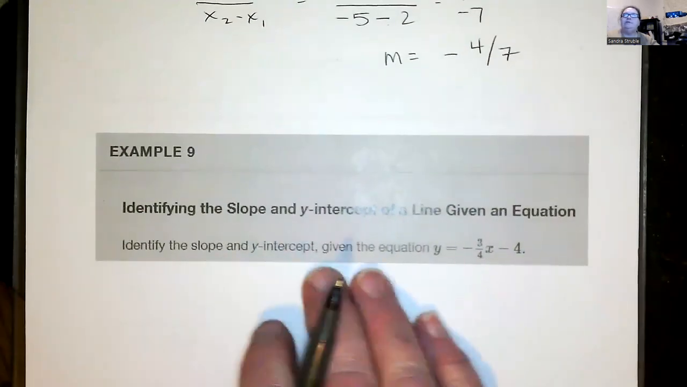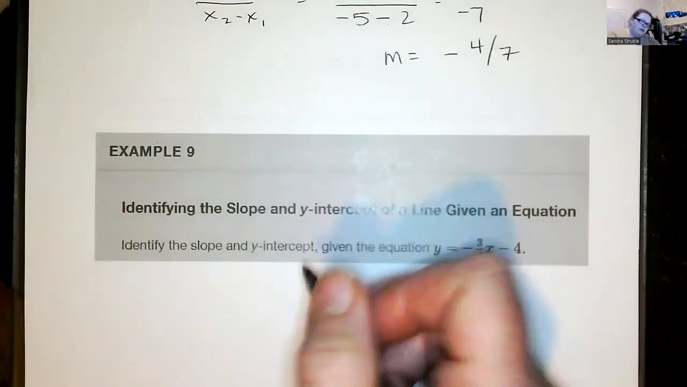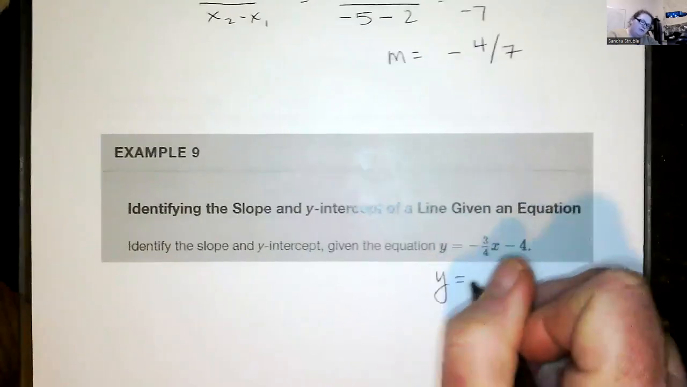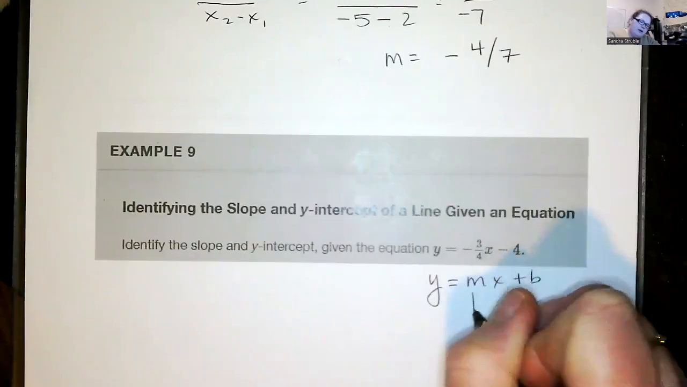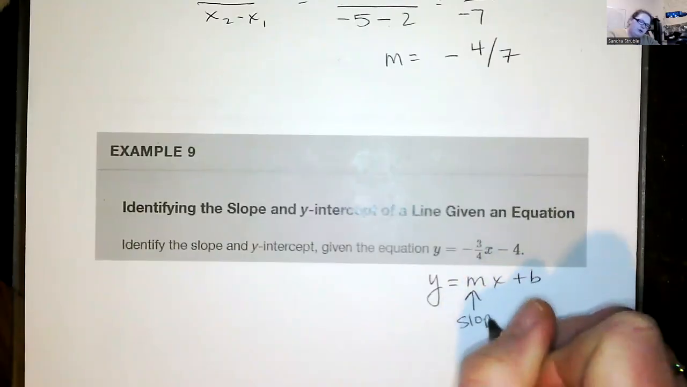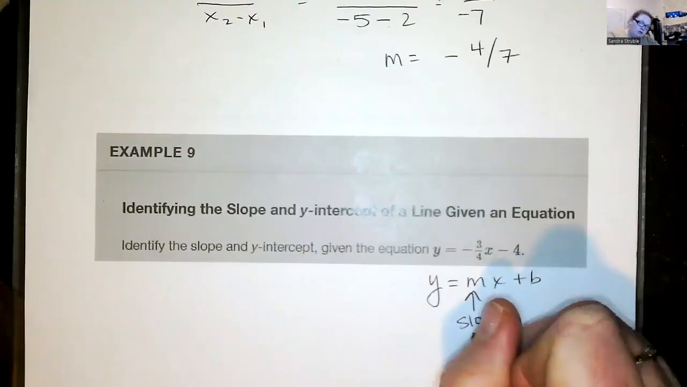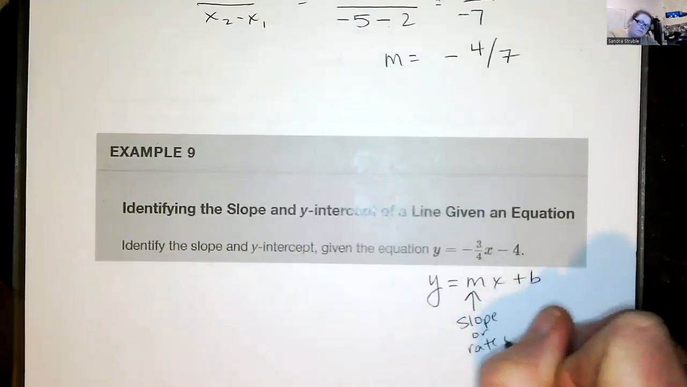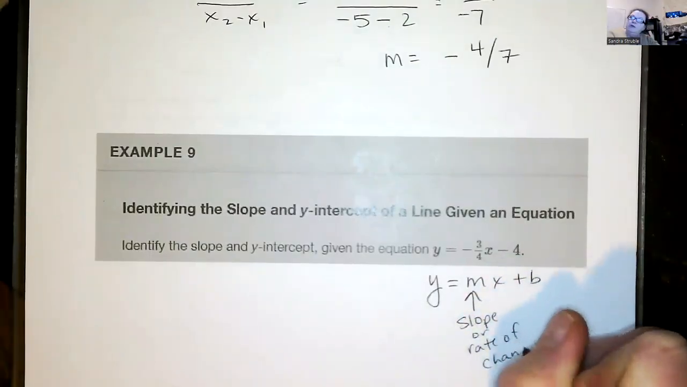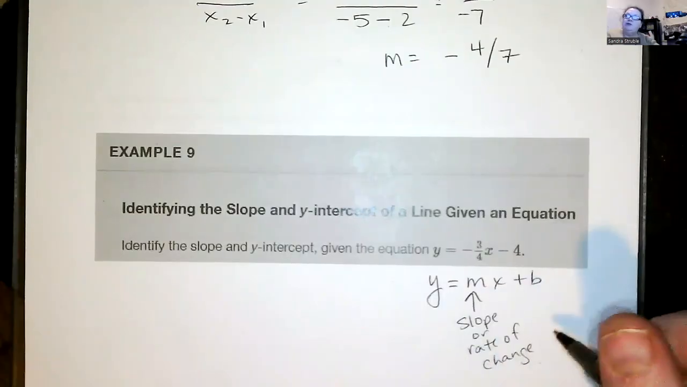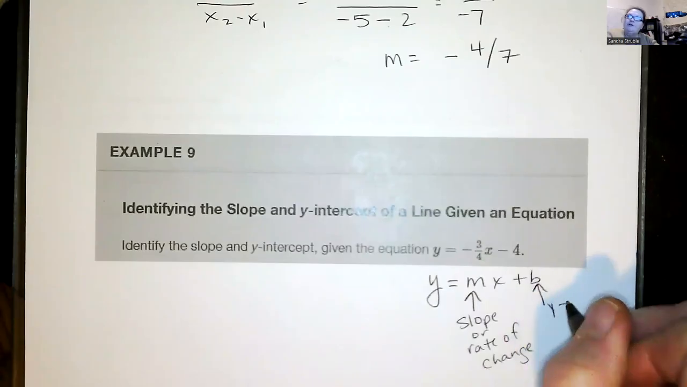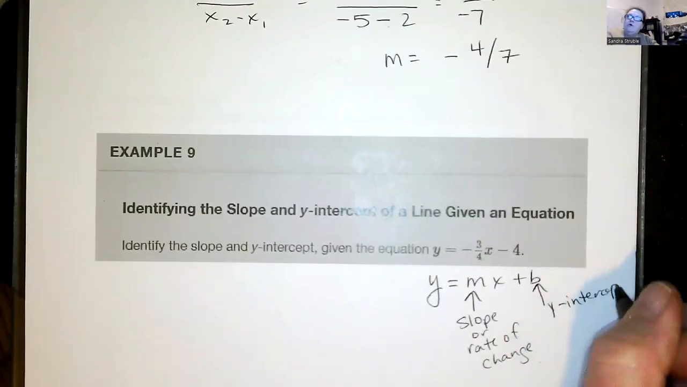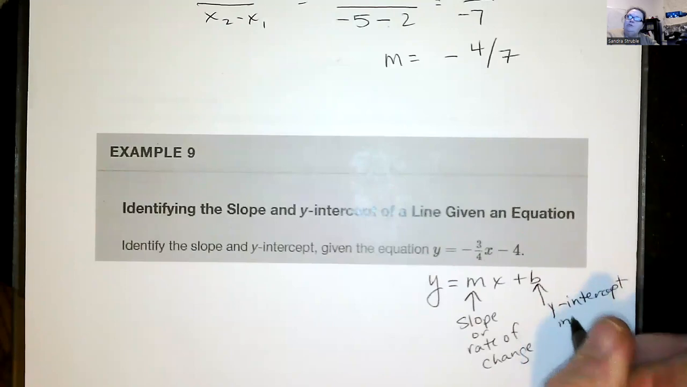Identify the slope and y-intercept given the equation. So what you need to understand is slope-intercept form is this version, mx plus b, where m is your slope or your rate of change. That's important to know, because otherwise it's hard to work word problems if you don't understand that they mean the same thing. And b is your y-intercept or your initial value or your starting value.